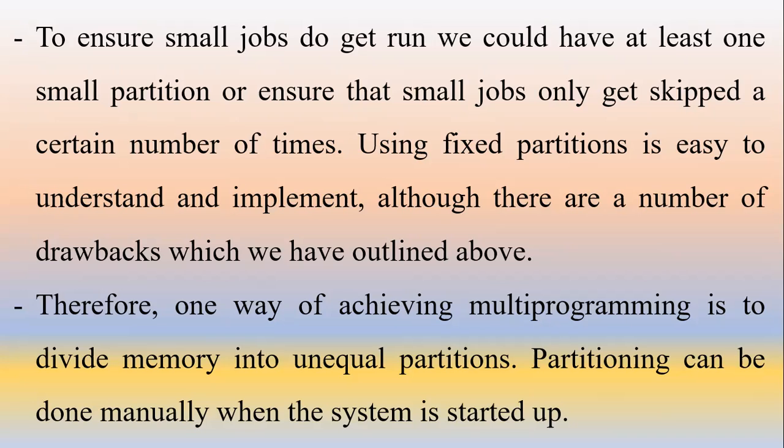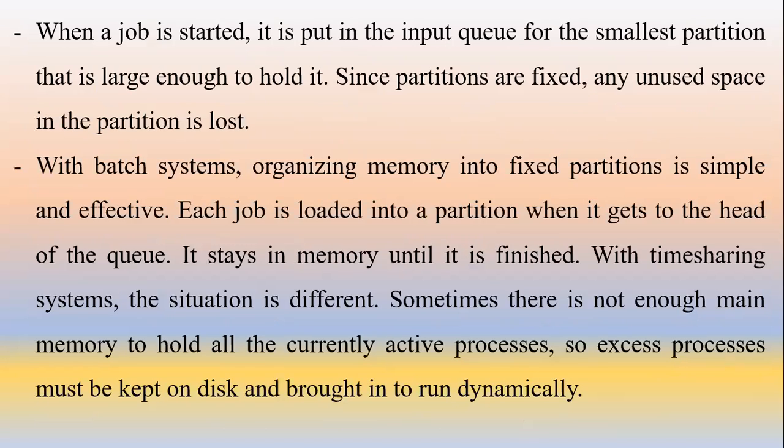Therefore, one way of achieving multiprogramming is to divide the memory into unequal partitions. Partitioning can be done manually when the system is started up. When a job is started, it is put in the input queue for the smallest partition that is large enough to hold it. Since partitions are fixed, any unused space in the partition is lost.